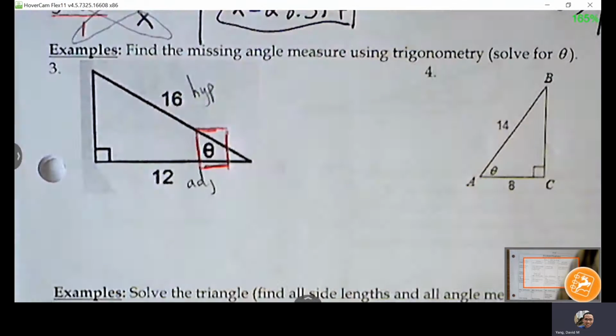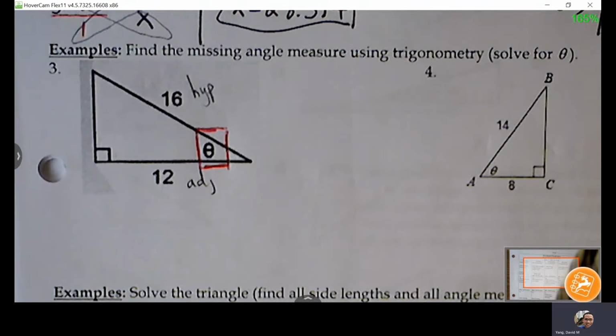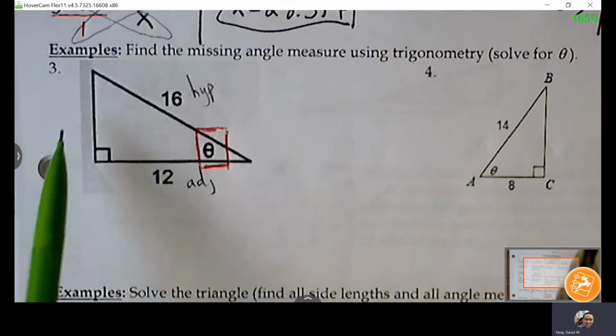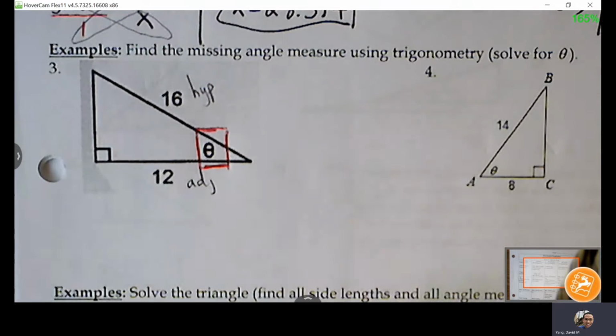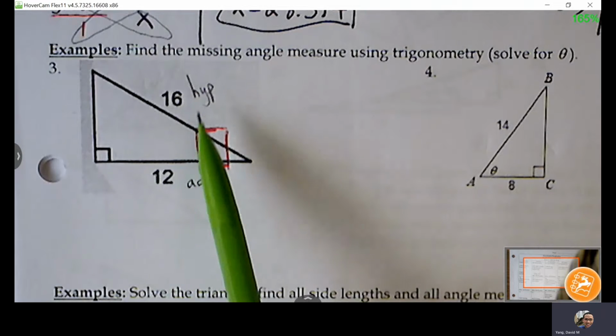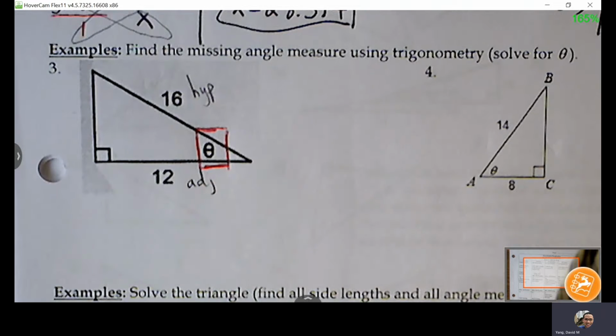We only want to put labels on the sides that actually have information. If you also label this side, then it makes it more difficult for you to identify which trig function to narrow down to. So we only want to target the adjacent and hypotenuse. So which trig function are we going to use? Sine, cosine, or tangent? Cosine, right? Okay, so we're going to set up cosine.